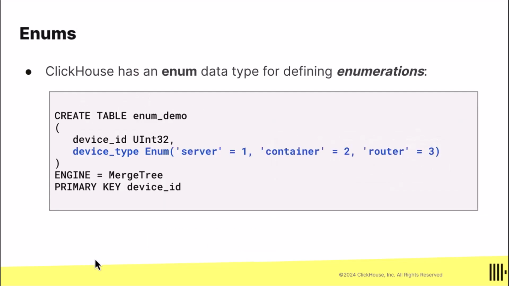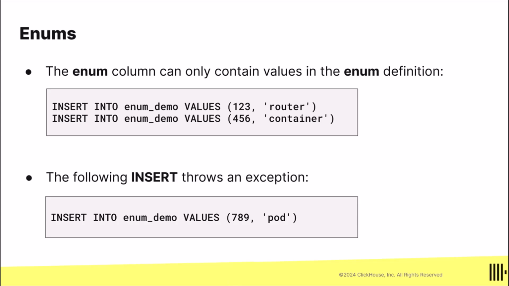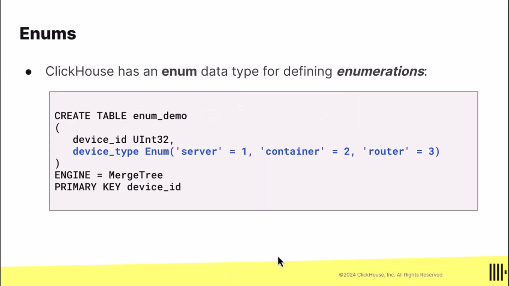There's a data type in ClickHouse called enum for enumerations. Here I have a table with a device type that is either server, container, or router. And I set them equal to 1, 2, or 3. That's kind of cool. Yeah, they're strings, but they're stored as integers behind the scenes. It's much more efficient, and you treat them like strings. When you insert some rows like I did here, a router and container, you actually pass in strings. There's a downside if you try to pass in something like pod. Well, if I go back a slide, that wasn't one of the 3 values.